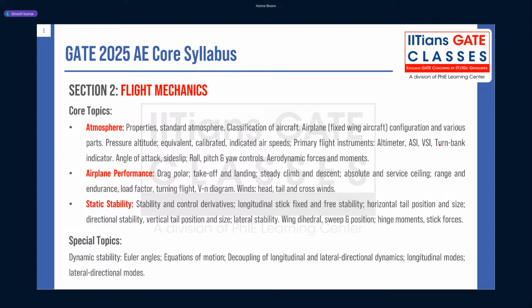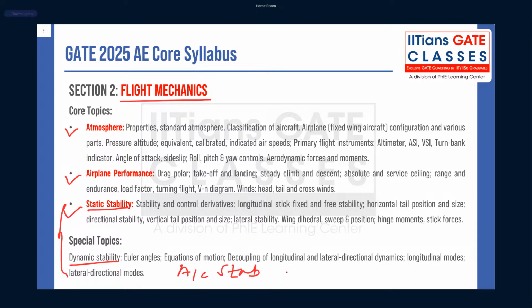Okay. Now the next part in the syllabus is flight mechanics. Usually flight mechanics is a core aerospace engineering subject. In flight mechanics, we have 3 different topics: atmosphere, basics of aircraft performance, then aircraft performance, and aircraft stability. In aircraft stability, there are 2 different parts: static stability and dynamic stability. But these two are clubbed together under aircraft stability.